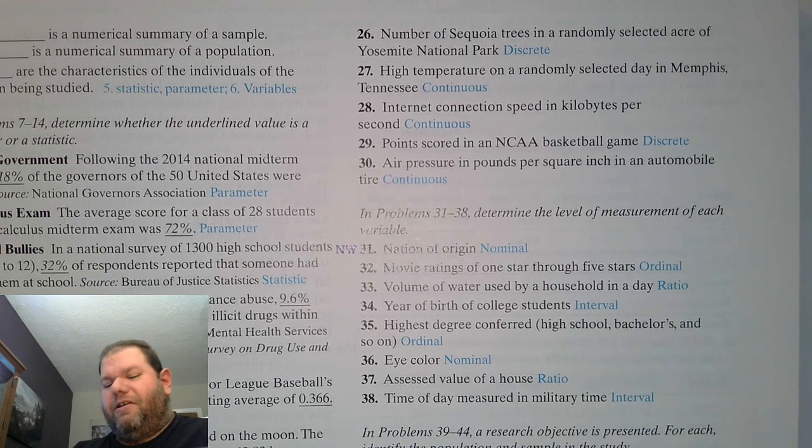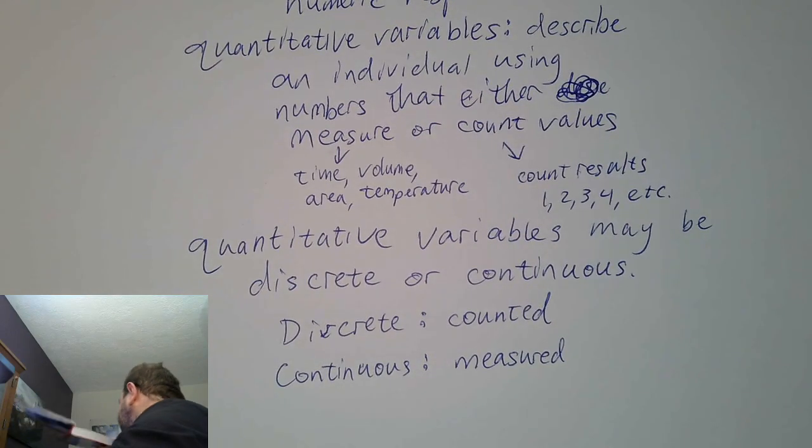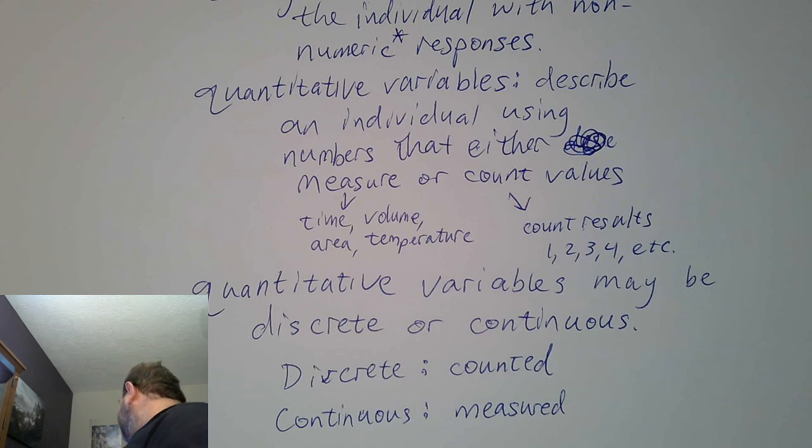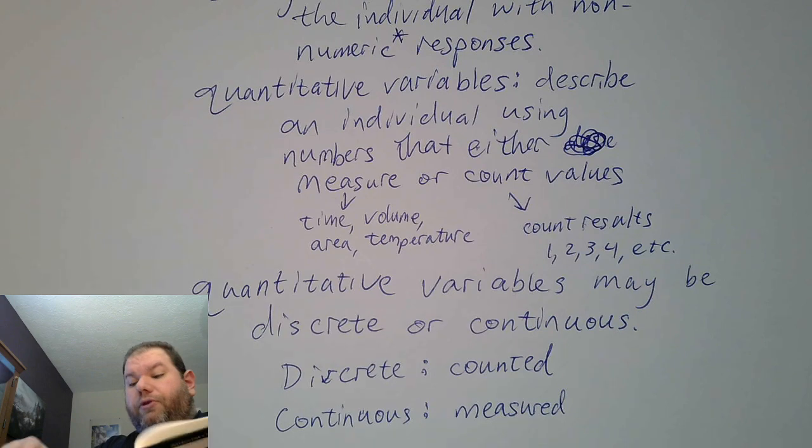So, all right. That takes care of section one. Section 1.2, this is on observational studies and designed experiments.